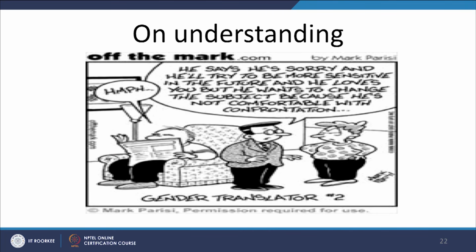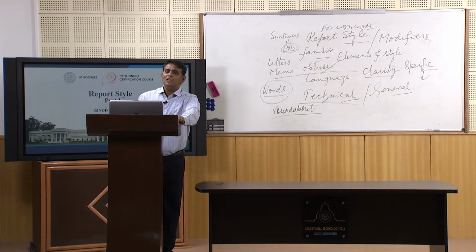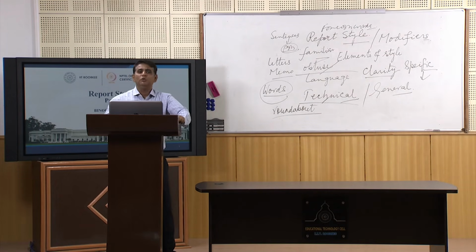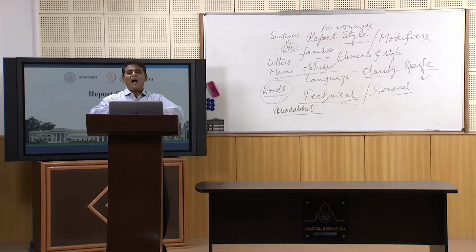But remember, you can see here, I'm showing you a clip where you can find the way the words have been used. It may create a sort of difficulty. He says he is sorry and will try to be more sensitive. Instead of using sensible, because when we use the word sensitive, the meaning is somehow different. So sometimes people think of using the word sensible and use sensitive. But he wants to change the subject because he is not comfortable with confrontation. Now see how this has been used.